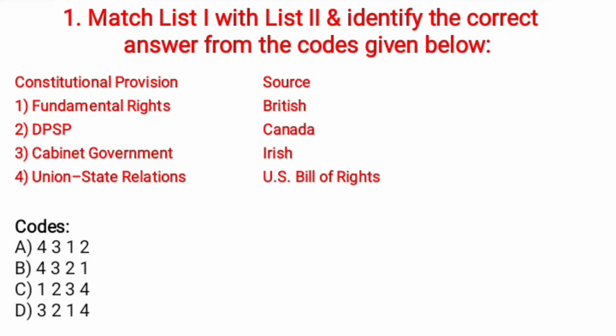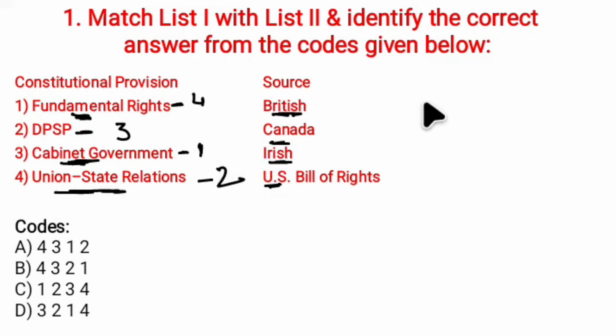So with this given information, let's solve the question. Fundamental rights are borrowed from the USA, so first one is 4. DPSP is borrowed from the Irish Constitution, as we discussed, so it is 3. The cabinet form of government is borrowed from the British, so option 1. And union state relations is borrowed from Canada, so option 2. So what is the code? 4312. So option A is the right option for question number 1.